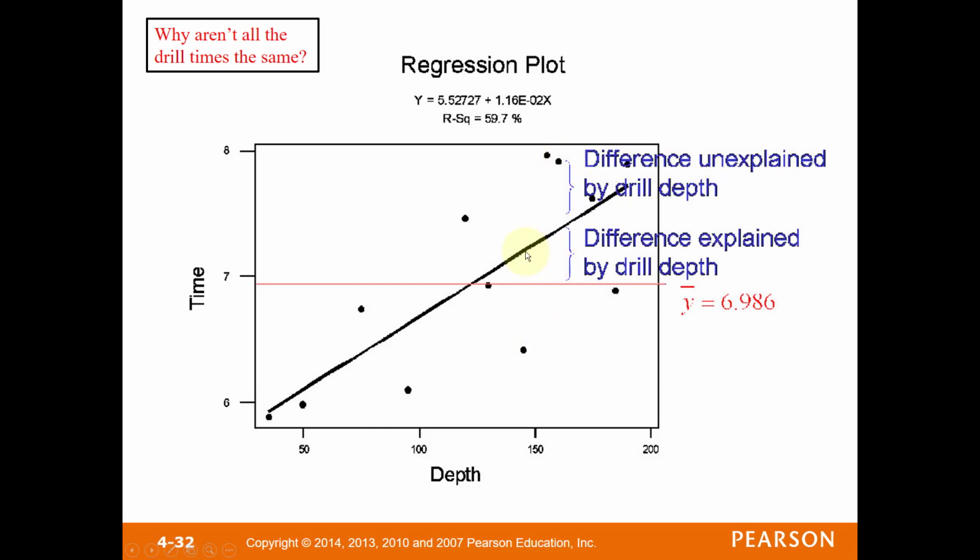Now, if the dots are below the line, it'll work the same way, and the definition holds true. It's just easier to talk about it visually when you put the dot above the line. But again, why don't all the drill times equal just the average drill time? We're trying to explain it in terms of depth. The model explains this much of a change away from the mean, and the rest of it's unexplained.